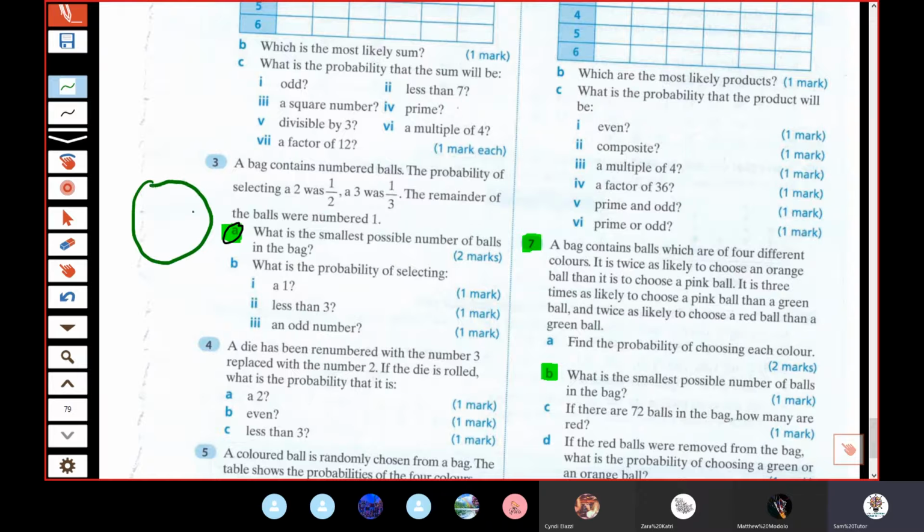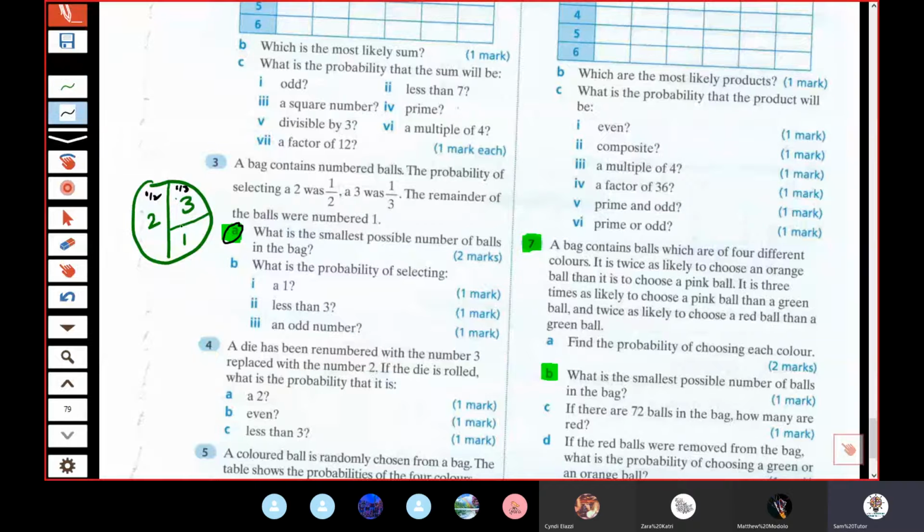I drew a little pie chart and we said the probability of selecting a 2 was a half. So imagine half of it would be 2. A 3 was a third. So that means that would be a third, and that's selecting 3. So let me just write it in terms of fractions. That's a half, and that's a third. It says the remainder of the balls were numbered 1. So the remainder would be this guy here, which is also 1.